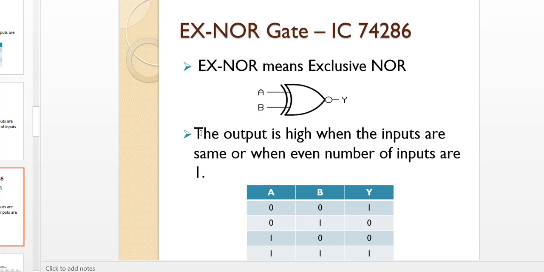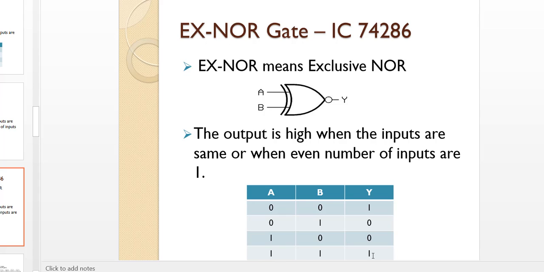And you can keep remember this also: the output is high when the inputs are same. When the inputs are same, the output is high. When the inputs differ, the output is low. Correct. And when an even number of inputs are 1, then the output is high.